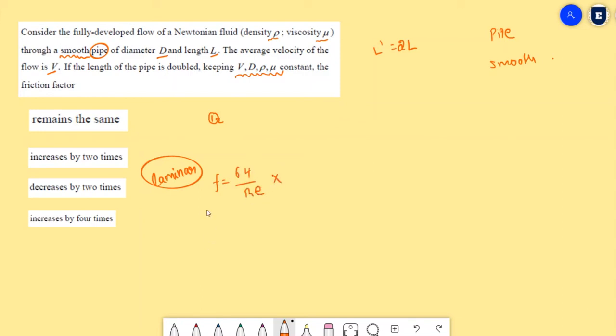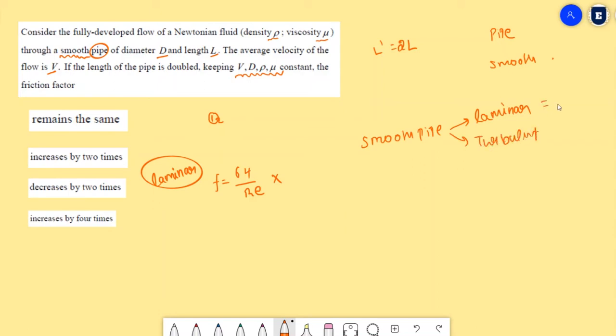This is wrong. Maybe you would have done this, but to understand it clearly, even if you use this, you will get the answer correctly. But it is wrong. You should not use f equal to 64 by Re for this problem because they didn't mention it is laminar. They simply said it is smooth. With a smooth pipe, both possibilities are there: it can be laminar, it can even be turbulent.